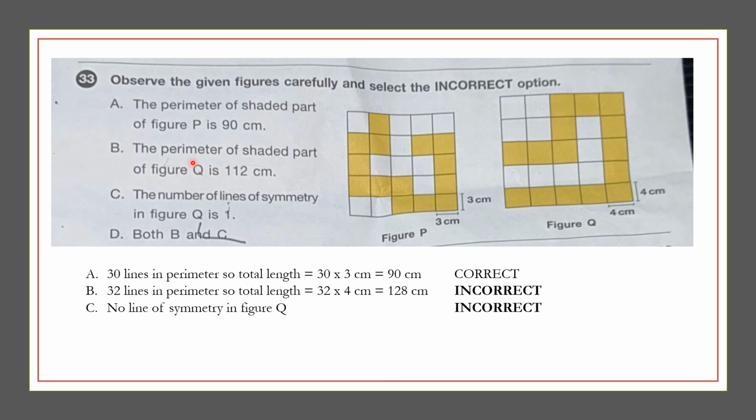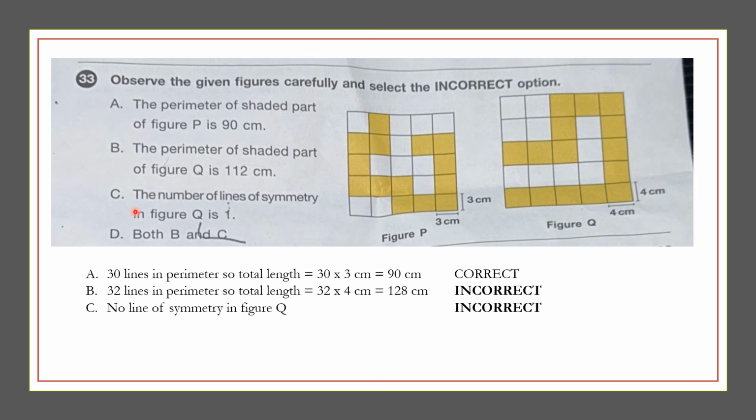Now statement B. The perimeter of the shaded part of figure Q is 112 centimeter. So same thing we will do. We count the number of lines, then multiply by 4. So let's count from here, 1, 2, 3, up to 32. So total is 32 lines multiplied by 4 equals 128 centimeter, which is incorrect because it's given 112.